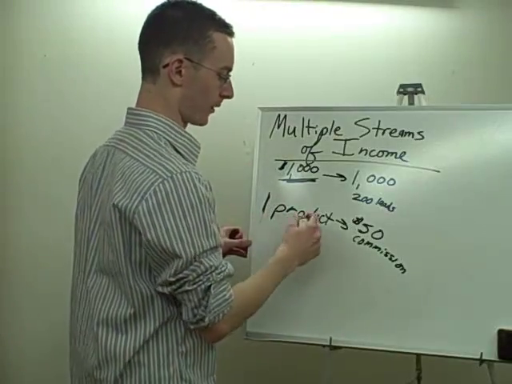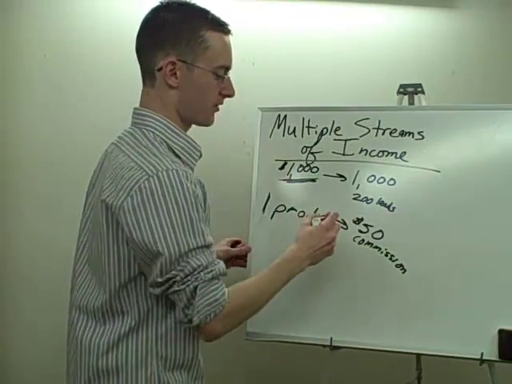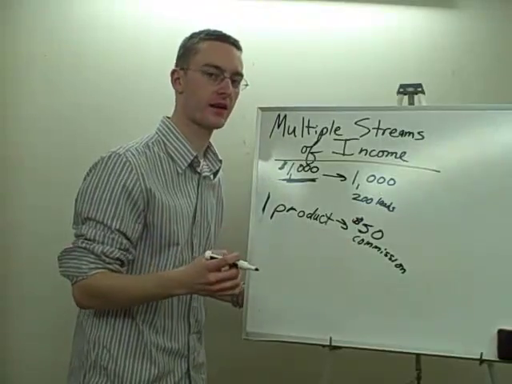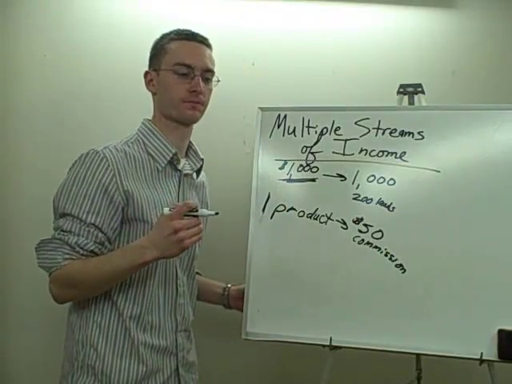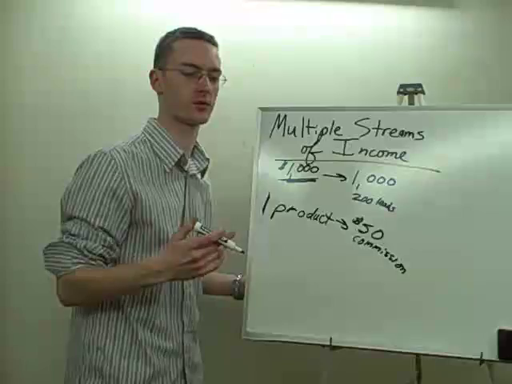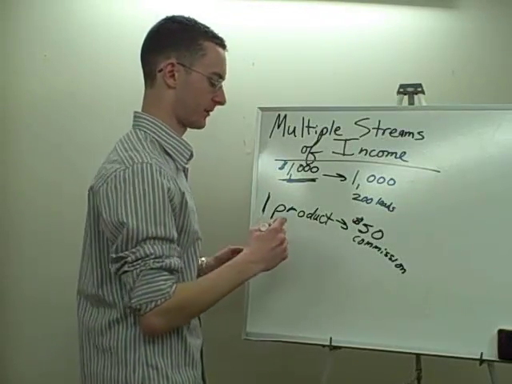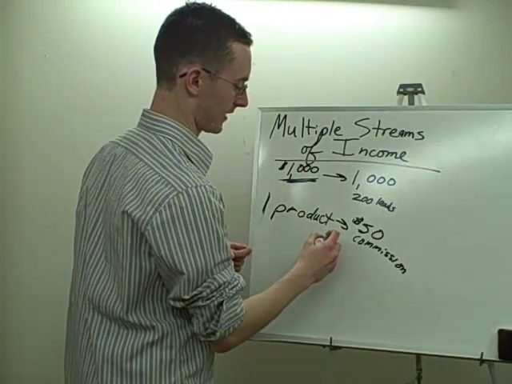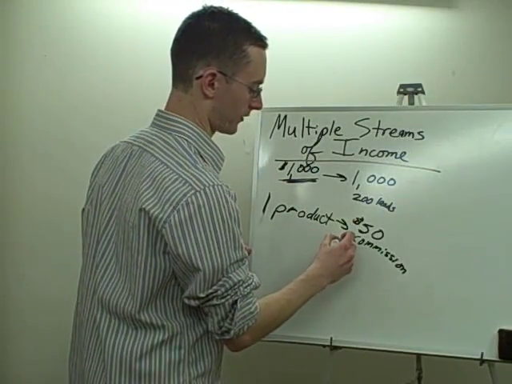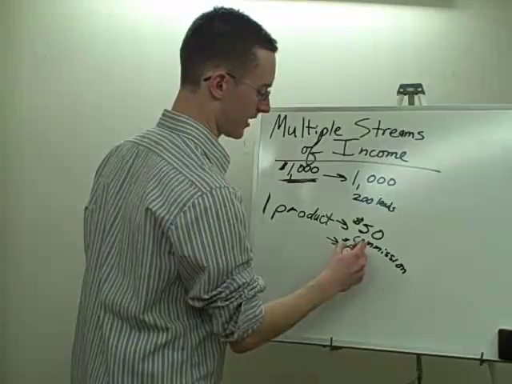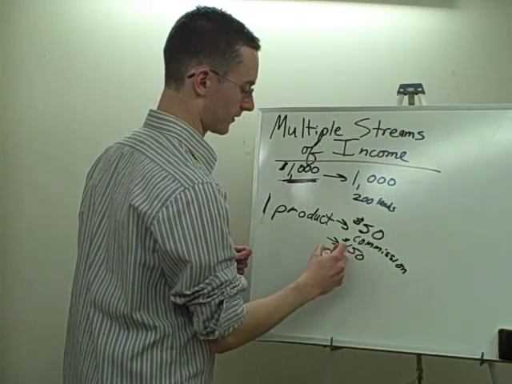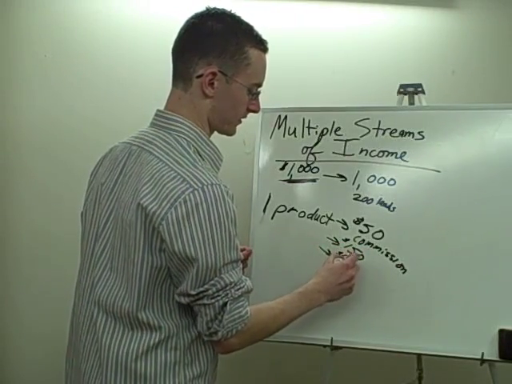Instead of just doing one product at a $50 commission, you're actually doing multiple products at different levels of commission and different levels of price. Multiple price points is basically what I'm getting at. So you have one product that's at a $50 commission, maybe you have another more expensive product that's a $150 commission, and another product that's a $1,000 commission.